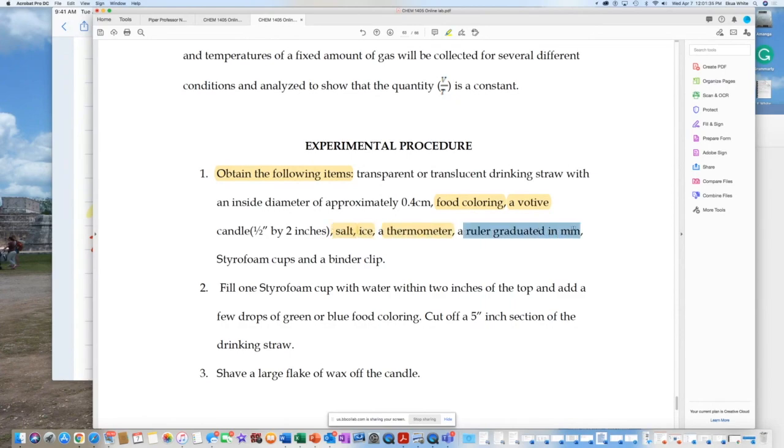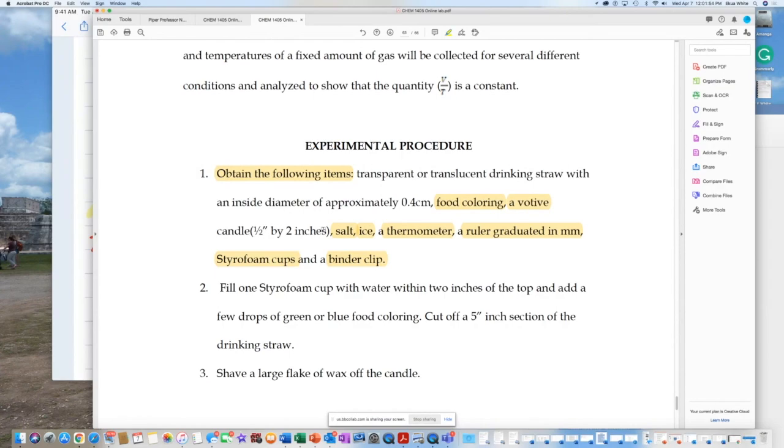And then here they tell you: salt, ice, thermometer from your kit, a ruler, graduated in millimeters. A ruler which is graduated for you to be able to measure the height and stuff like that. Then styrofoam cups.